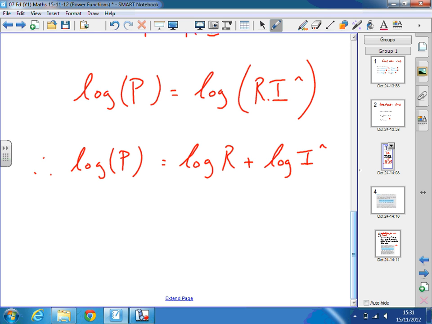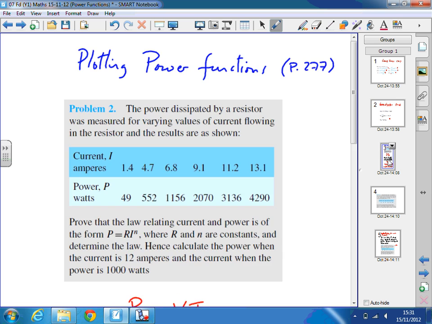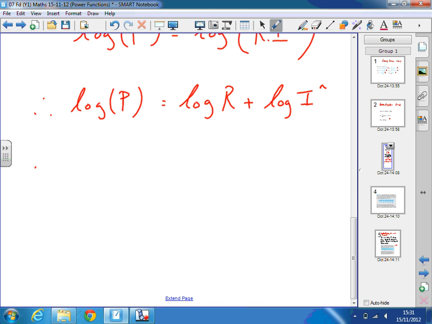And then we recognize that from the third law of logarithms, if I've got the logarithm of a to the n, this becomes n times log a. So finally, I can write this as, therefore, the logarithm of P equals the logarithm of R plus n times the logarithm of I.